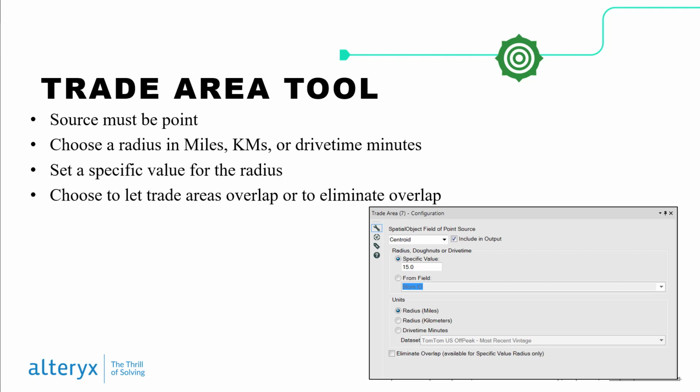So all you have to do is choose a single point and choose the value that you want to expand it, right? In this case, we're going to expand it 15 miles. You can also see that you can run in kilometers, and then also we have drive time minutes.